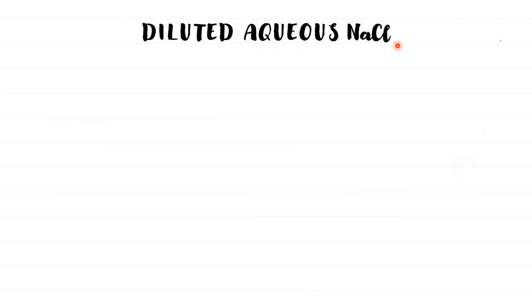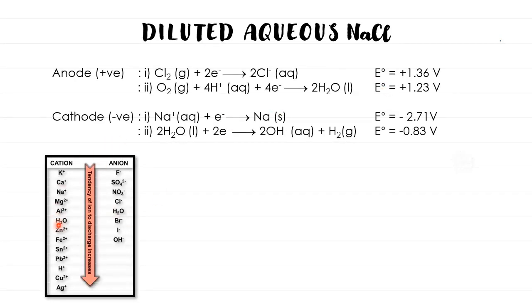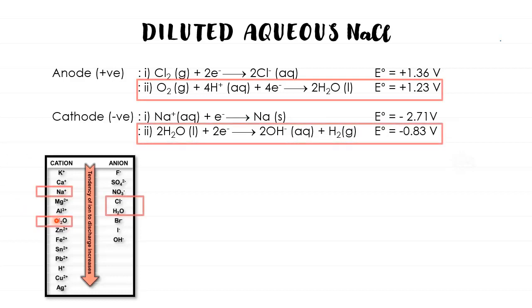Aqueous sodium chloride will be divided into two concentrations. One is diluted, another one is concentrated. Again, you need to compare their E naught value by using either the SRP table or the ion discharge list. Diluted means you have more water in it, so by right you tend to discharge them, but still you need to check on their ability to be discharged. Both E naught value and also the list will suggest water to be discharged. This is because on the anode they got a more negative value, on the cathode they got a more positive value.